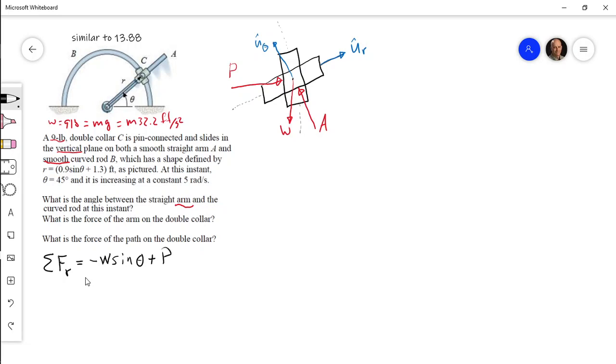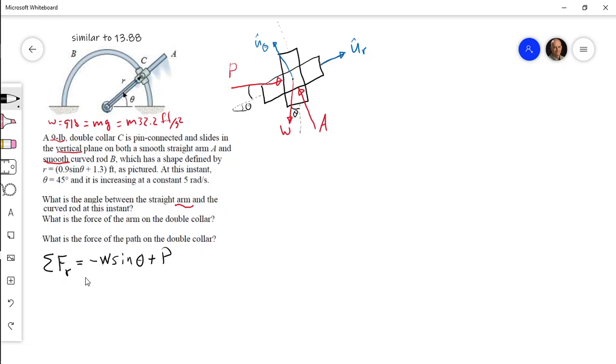And then we need to know what is this angle, or how is P oriented with respect to either u r or u theta. And it's not theta. Let me just put theta in here. This is theta, and this is theta, but this angle is not theta.